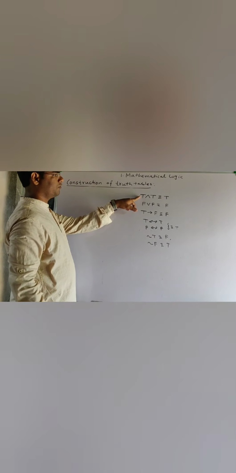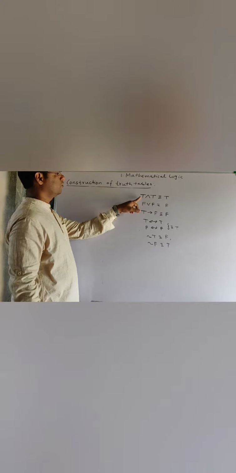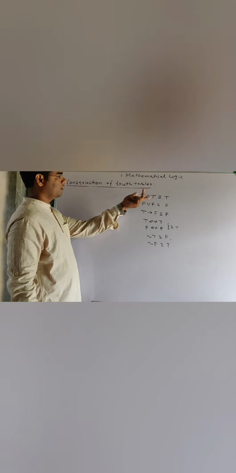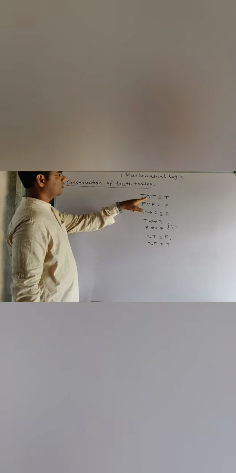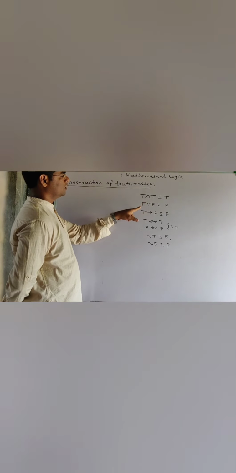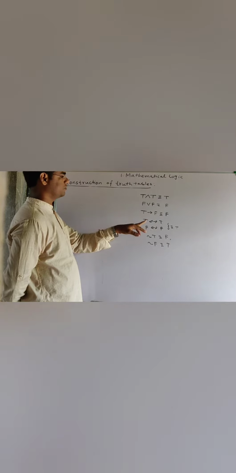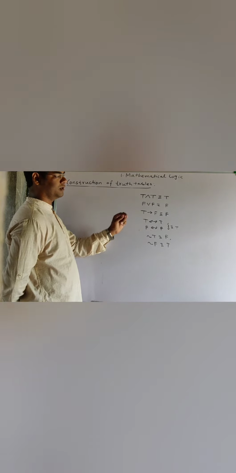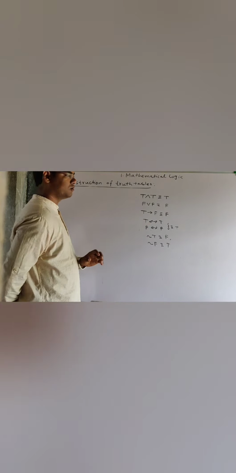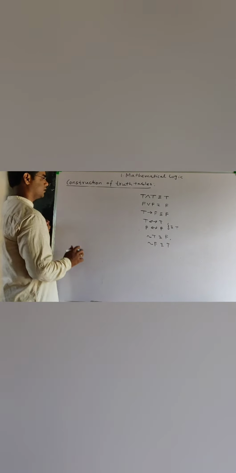So the first rule is what? For conjunction, that is for and, true and true is true, otherwise all the remaining options are false. For or, false or false is false. For implication, true false is false. And for biimplication, if both the values are same, then the truth value is true. So using these rules we will construct the truth table.